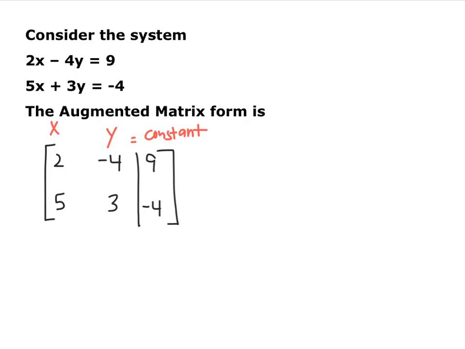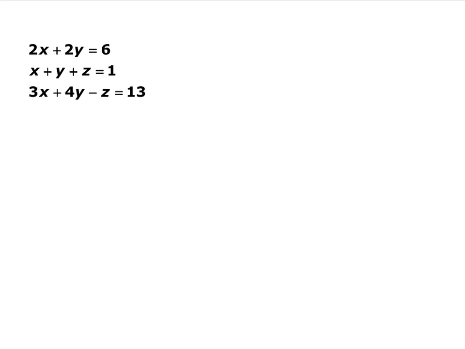So if you had a z variable, you'd have a third column before your bar. If you had 10 variables, then you'd have 10 columns before your bar. If you had 10 equations, then you'd have 10 rows. Each row represents a different equation. So here we have a system of 3 variables with 3 equations.